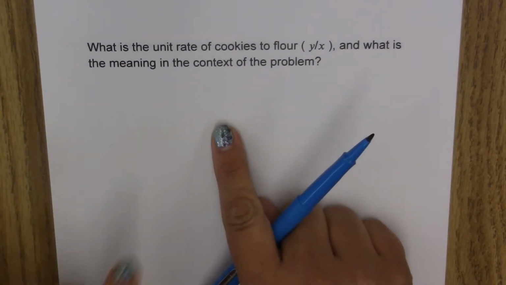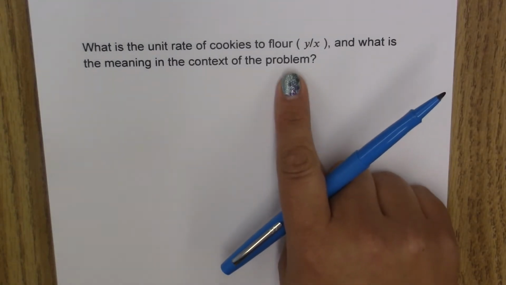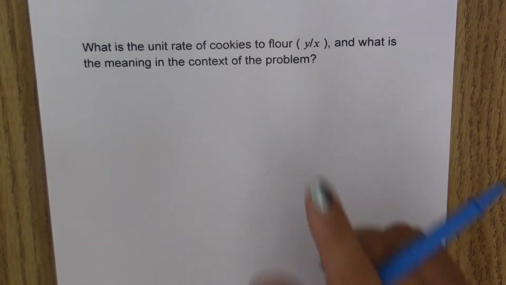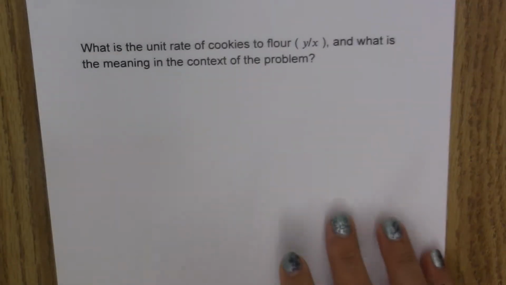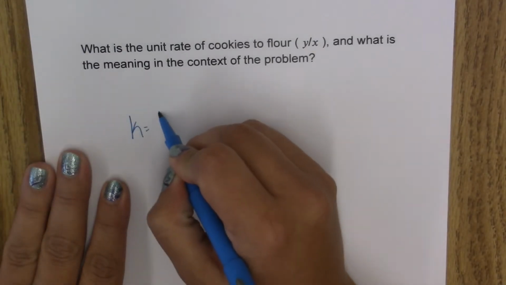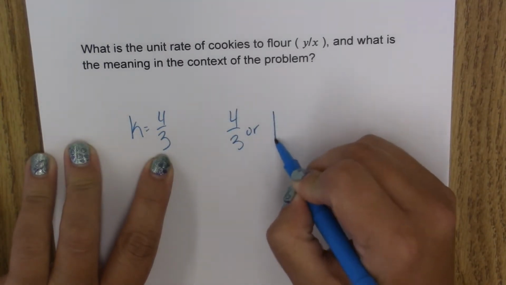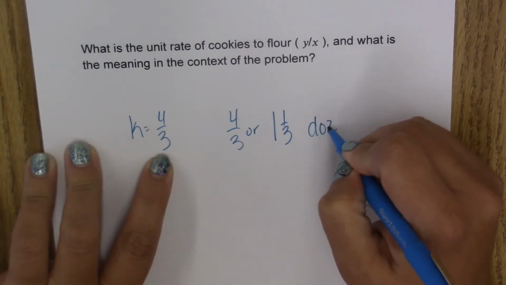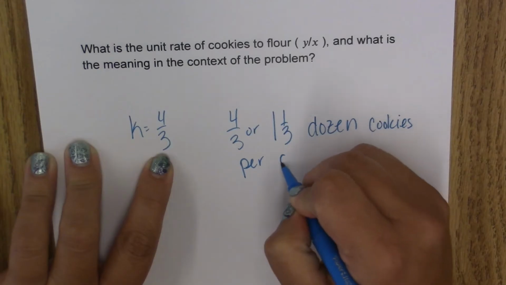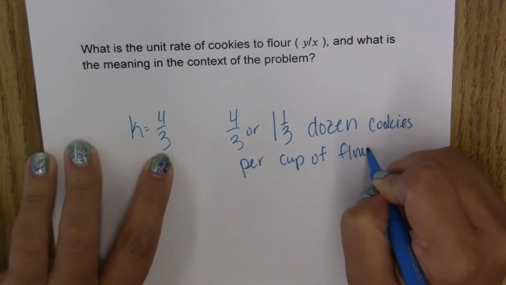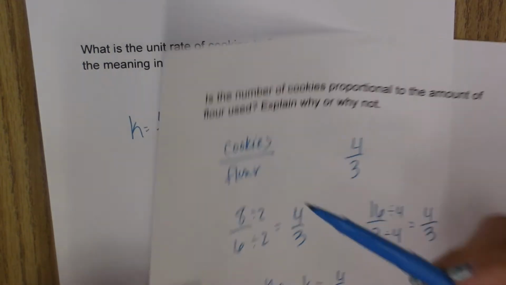Okay. What is the unit rate of cookies to flour, y to x, and what is the meaning in the context of the problem? So if we go back to our previous question, we got 4/3 as the value of the ratio each time, so our k value is 4/3. So our constant of proportionality is 4/3. And this means that we have 4/3 or 1 1/3 dozen cookies per cup of flour. So I got this order from looking at the ratio that we did, which was cookies per cup of flour.